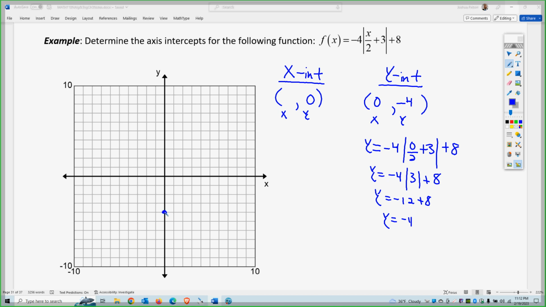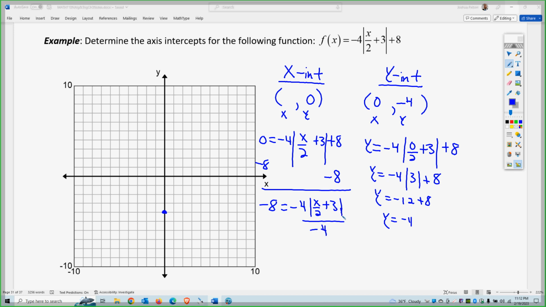Now we need the x-intercepts. So we have 0 equals negative 4 times the absolute value of x over 2 plus 3, plus 8. So I'm going to solve with isolation. Adding and subtracting comes first in the isolation process. So negative 8 equals negative 4 times the absolute value of x over 2 plus 3. The multiplying, dividing comes second. So I'm going to divide by negative 4. So I get 2 equals the absolute value of x over 2 plus 3.